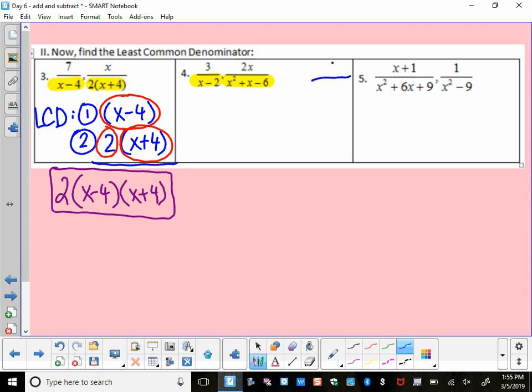Look at the next one, x squared plus x minus 6. I can factor that. But I need 2 numbers that multiply to give me negative 6, and that add to give me positive 1. What do we get here? Negative 2 times 3 gives negative 6, and negative 2 plus 3 will give me positive 1. So I'm going to cross out that second denominator, and I'm going to write in my factors: x minus 2, x plus 3.